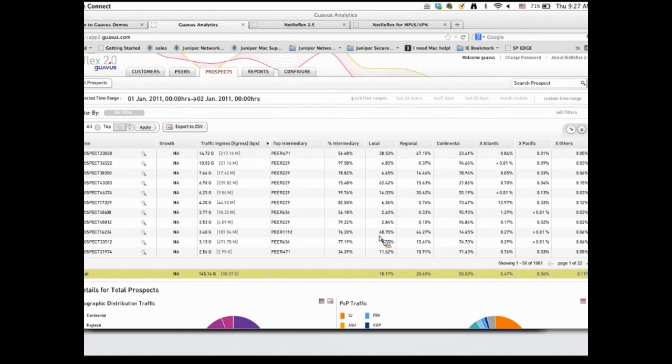Okay, sounds good. Thanks. So in the prospects tab, as you can see, these are all real data, but it's actually been obfuscated with anonymous names for obvious reasons. These prospects are listed on this side, and you have several sets of information available, which includes the traffic rate for the ingress, the top intermediary, the intermediary percentage traffic, and so on. Let me explain what this actually means in terms of terminology.